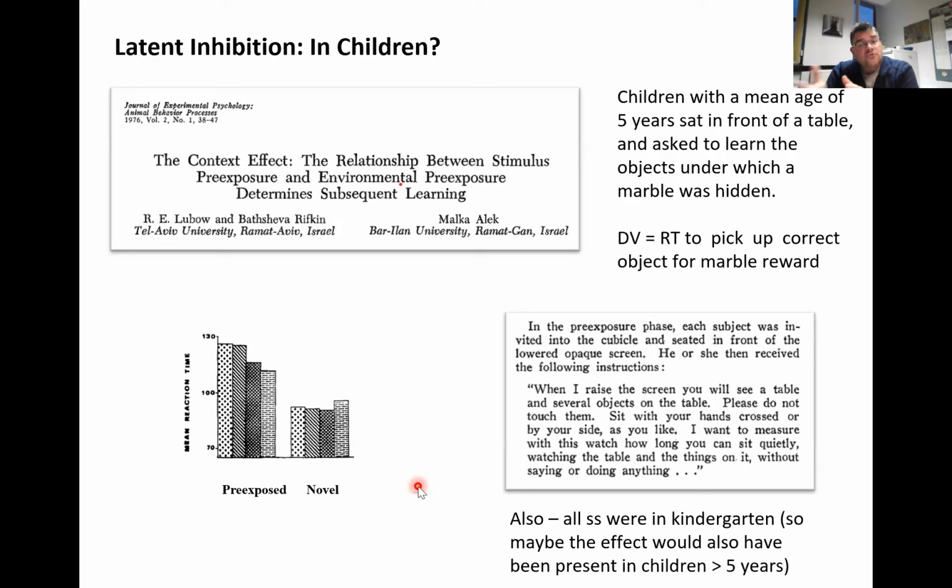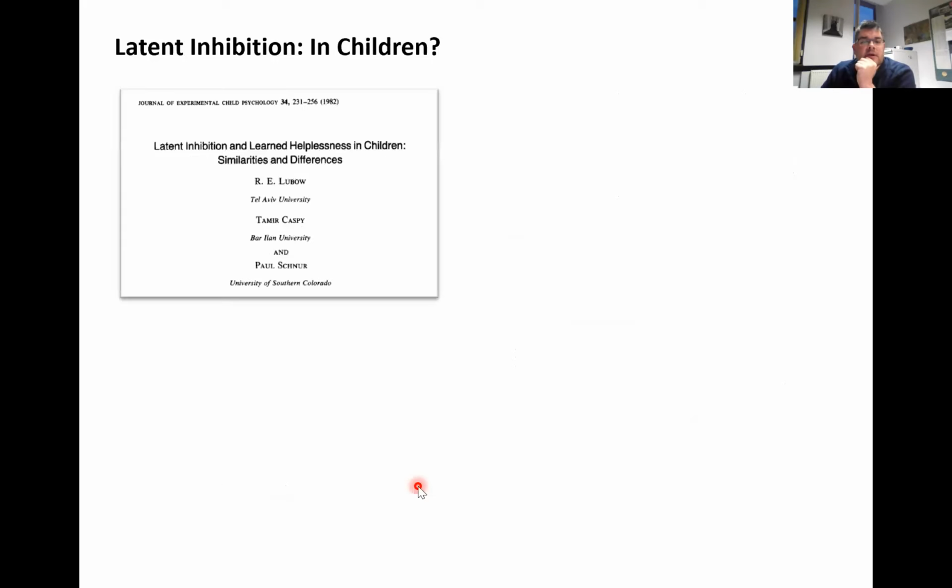So it's perhaps not unreasonable to suspect that this instruction led to children not reaching out for objects in the pre-exposed condition, and that might have led to their reaction times being slowed. It's also the case that all these children in this particular experiment were in kindergarten, so we might have seen a similar effect in children who are older than 5 years. We don't know, unfortunately.